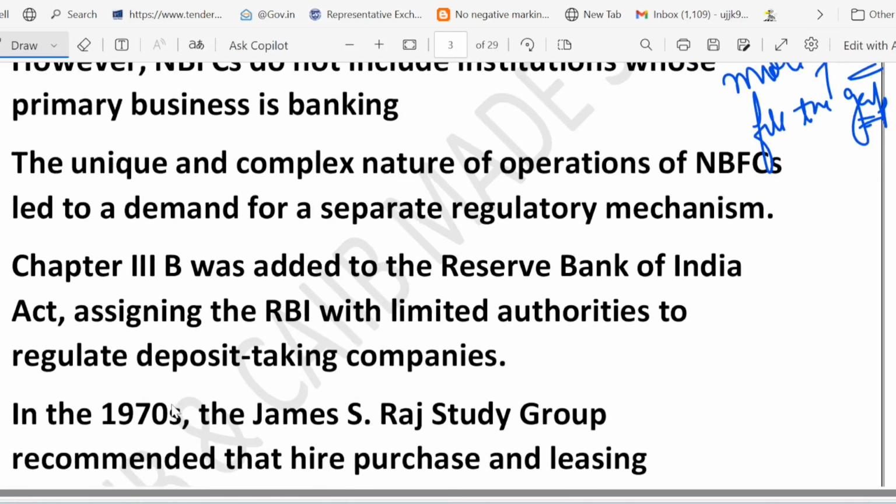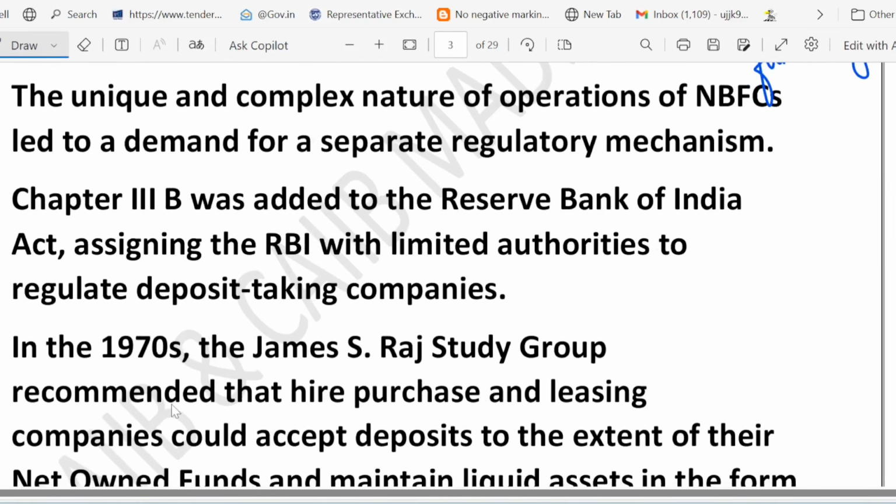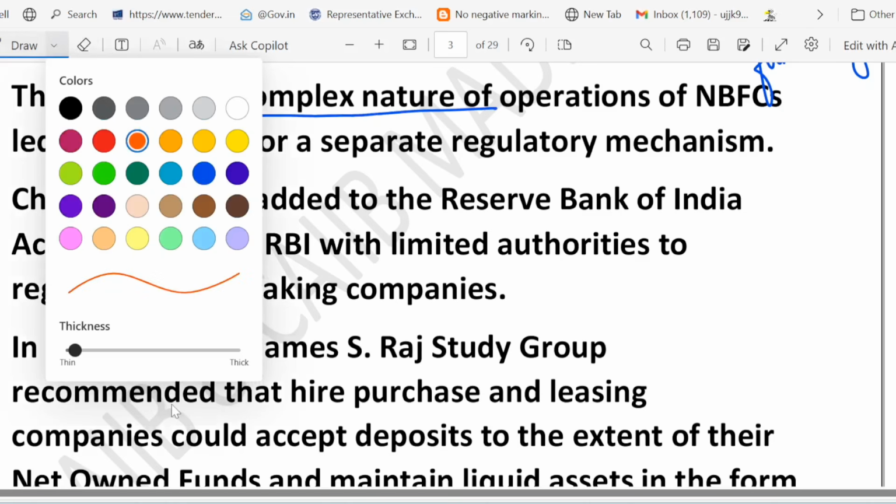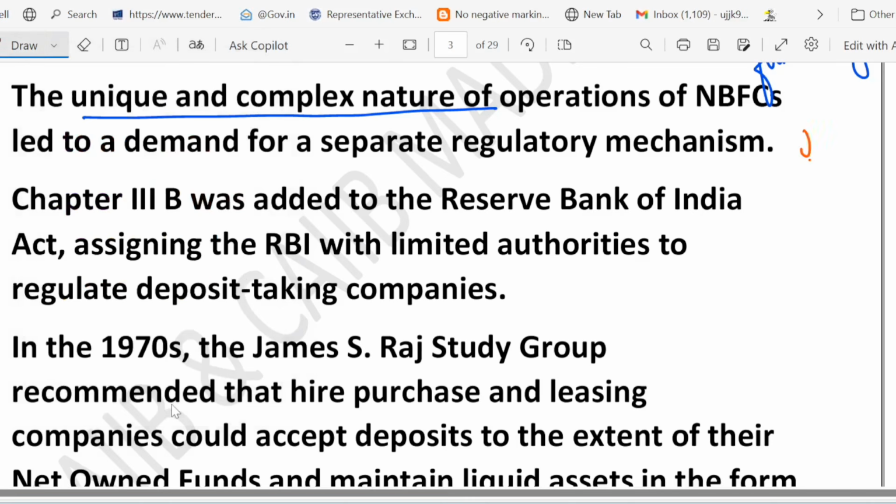Now friends, have a look at the next slide. NBFC plays a bigger role in India's financial system, but their unique and complex operations created a need for better rules. Better rules to protect people's money. Obviously, a regulatory mechanism is required to protect people's money. So over time, RBI stepped in to regulate them.